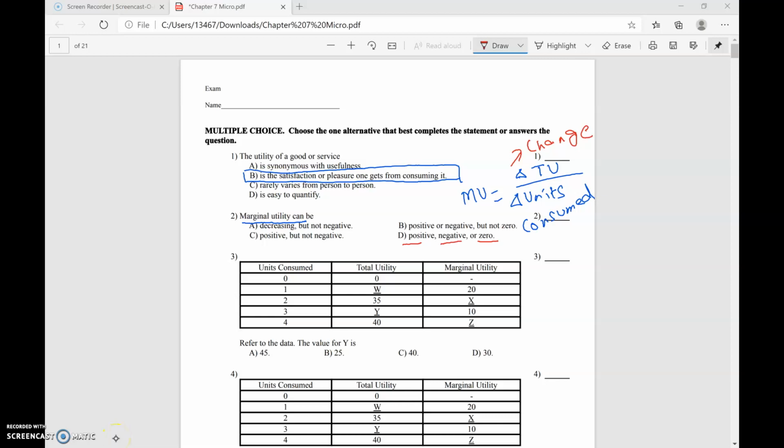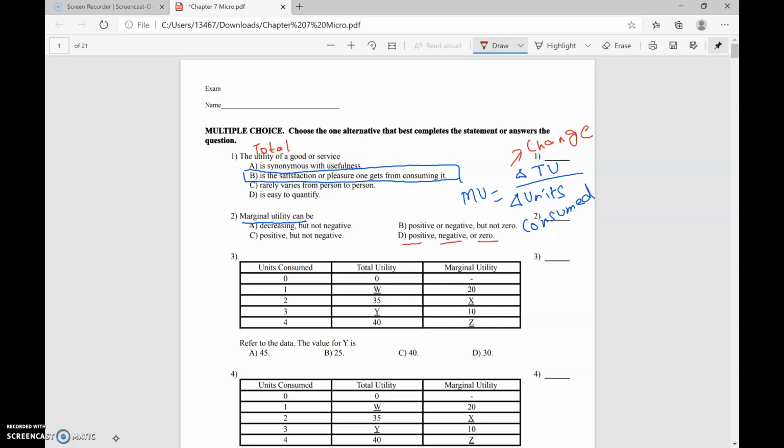Now we look at some of the questions on utility theory. Total utility is defined as the satisfaction or pleasure one gets from consuming a good. Marginal utility is defined as change in total utility over change in units consumed. It can be positive, it can be negative, it can be zero.